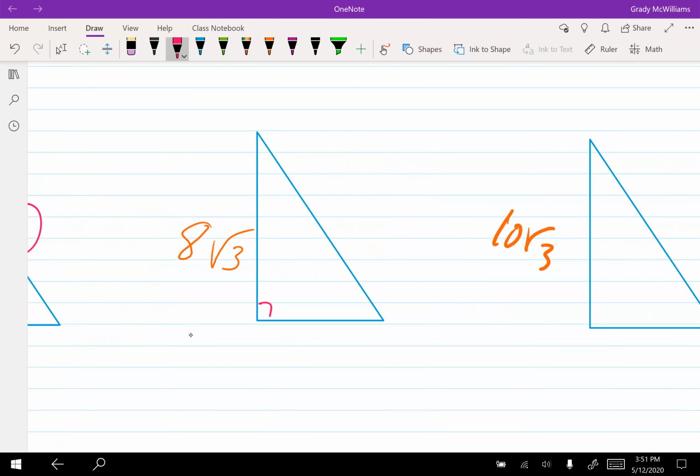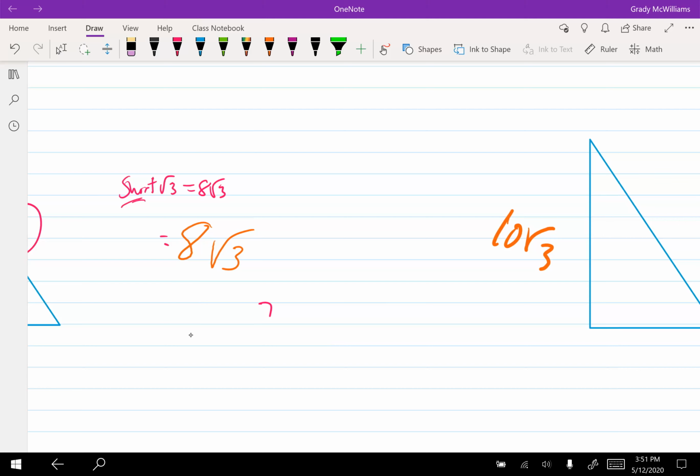So something times the square root of 3 gives you this answer. Okay, it will end up being this. We're looking for that something, the short side. Okay, if you want to call it x, whatever. I mean, make it an algebra problem, go for it.